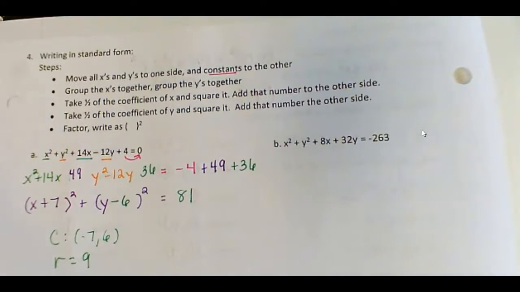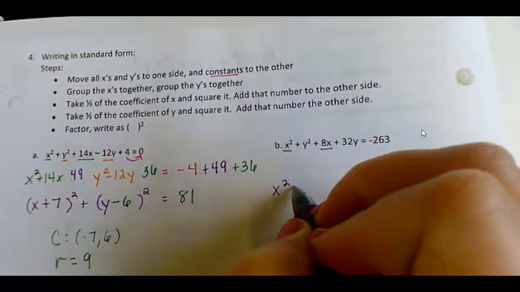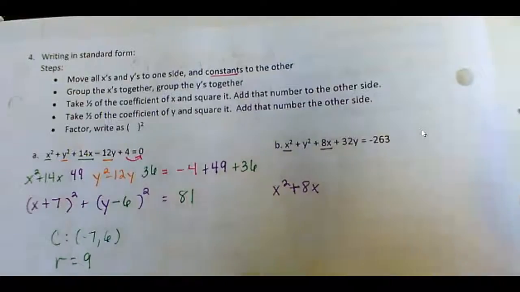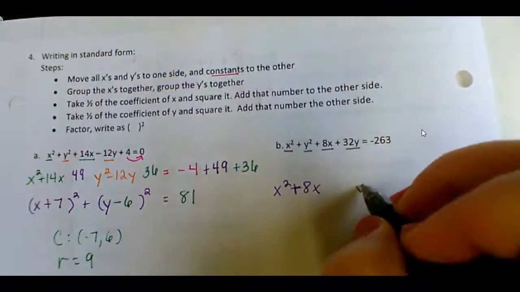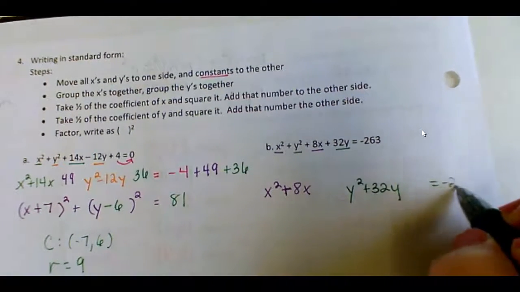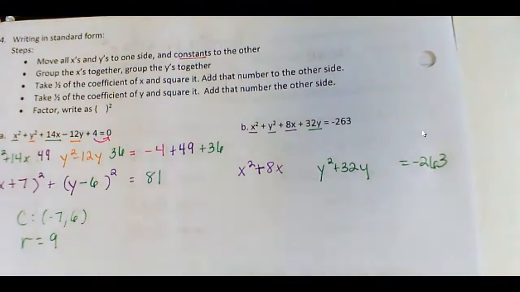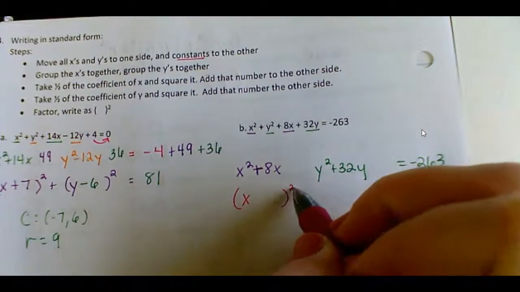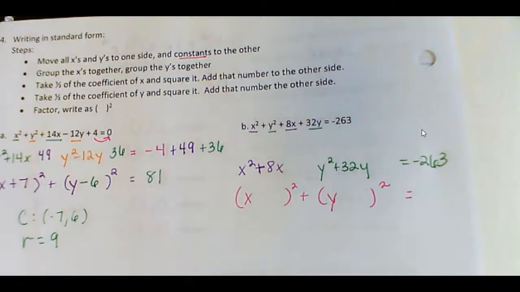So, first step is get the x's together and leave a space. Get the y's together and leave a space. The number is already over there on the other side, and that's a good thing. Okay? We know that what we're wanting to happen is we want x and then a square, and then y and then a square, and then a number. That's what we want to get. Okay?